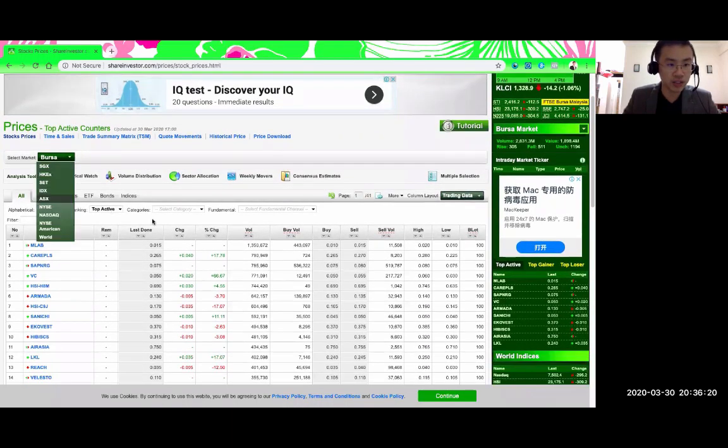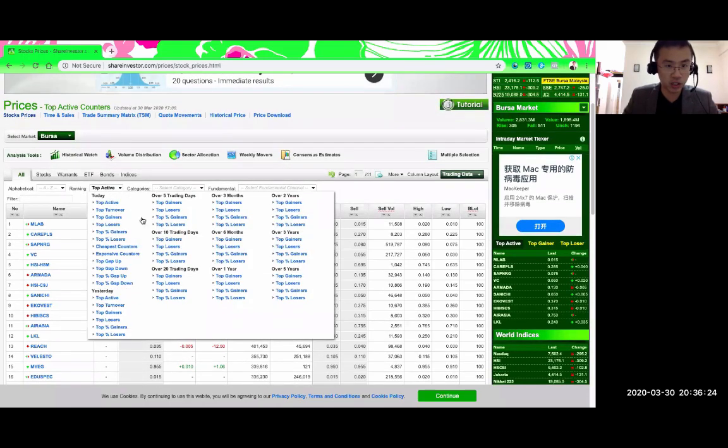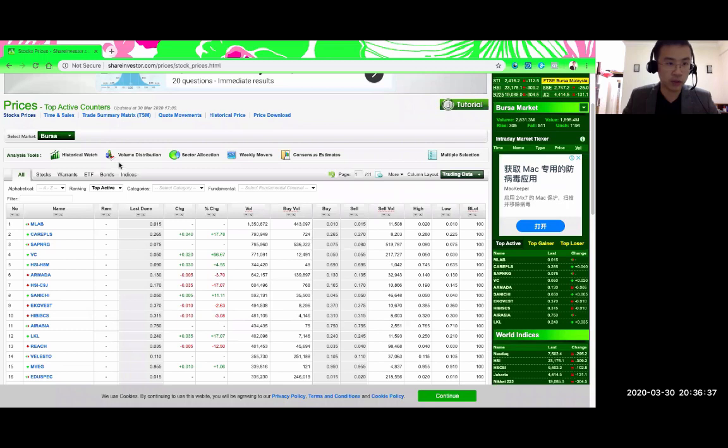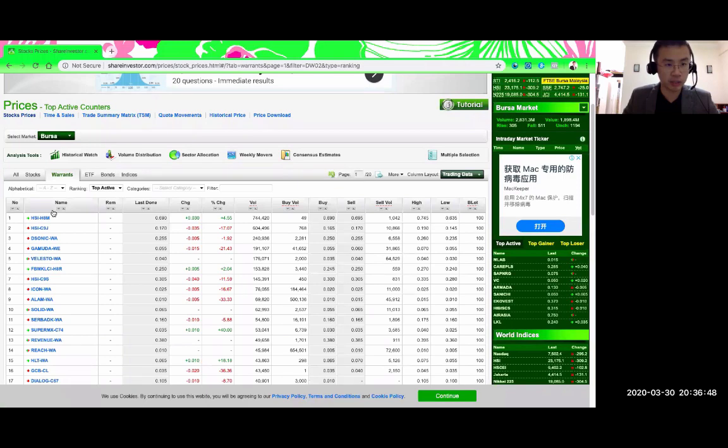On the prices list, you can find the top active counters, or you can change it to top gainers, top losers of the day or yesterday, over a 5 trading days period who are the top gainers, over 3 months who are the top gainers, and so on. You can also fill in your filter. You can also look at warrants, specific to warrants, which are the best performing warrants today, the top active ones.